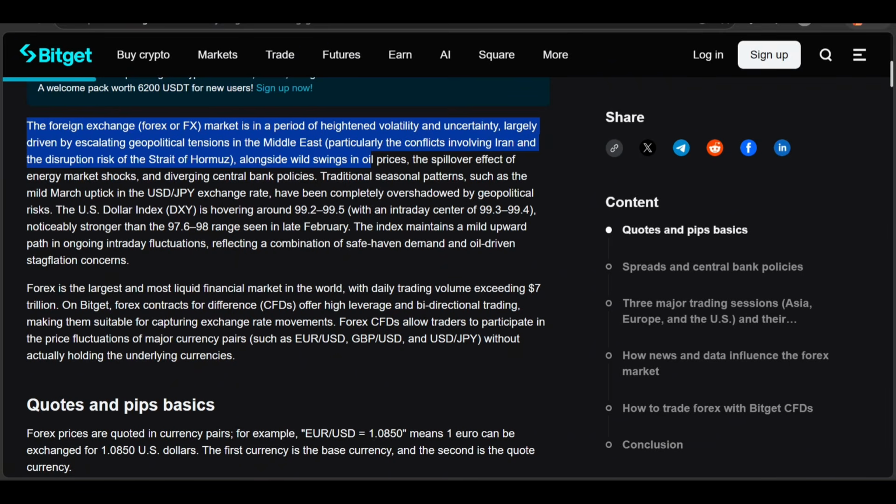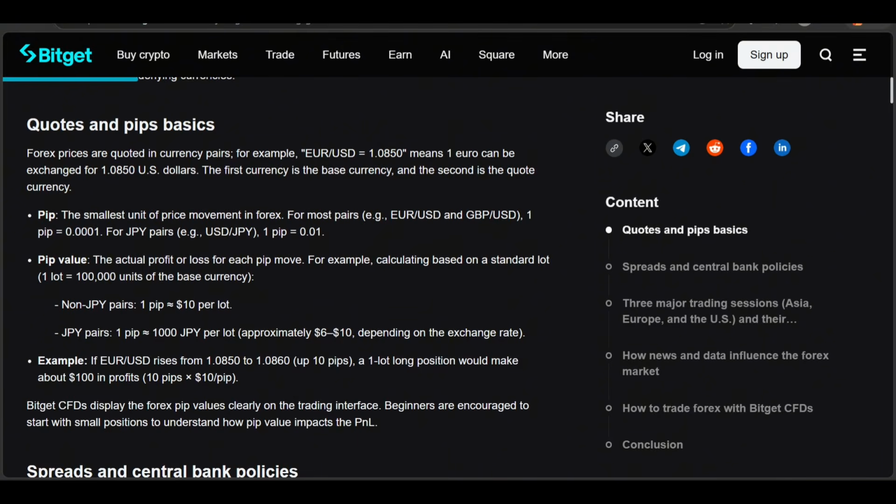Forex is the largest, most liquid financial market in the world, with daily trading volume exceeding $7 trillion. Bitget forex contracts offer high leverage and bi-directional trading, making them suitable for capturing exchange rate movements. Forex CFDs allow you to participate in the price fluctuation of major currency pairs without actually holding the underlying currencies. The course and the basics are also here.